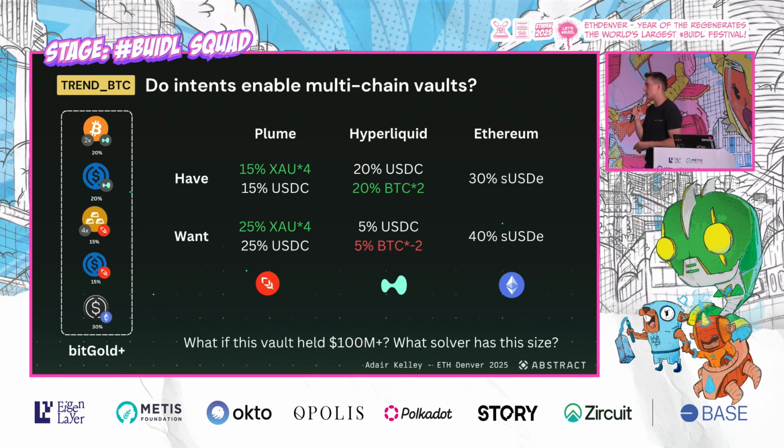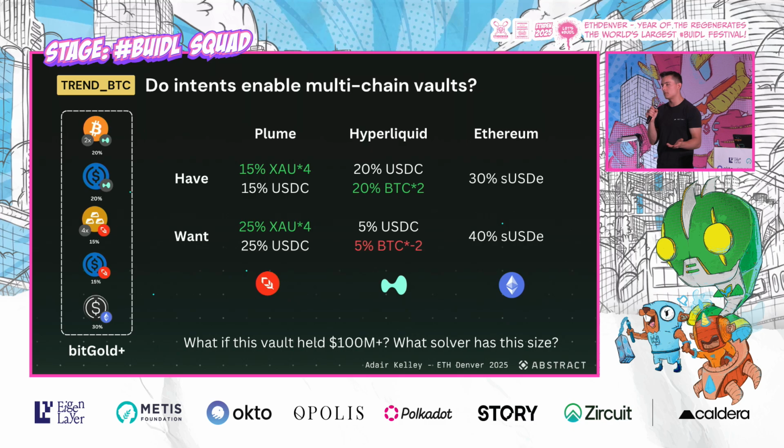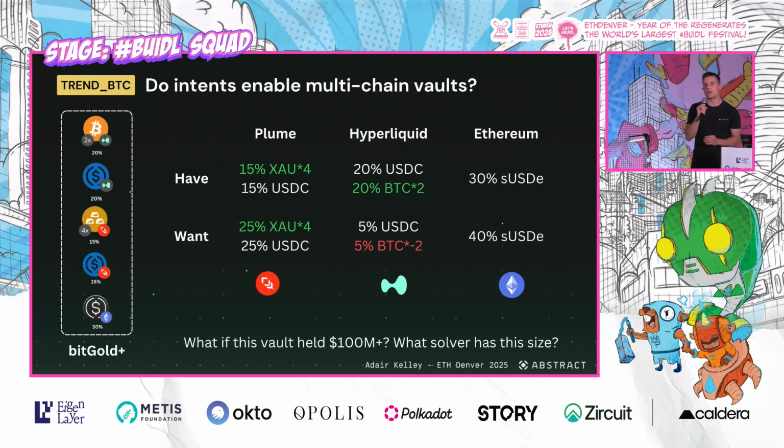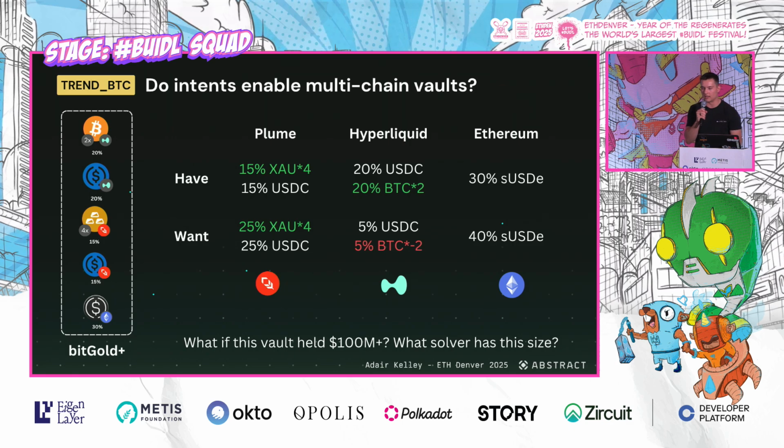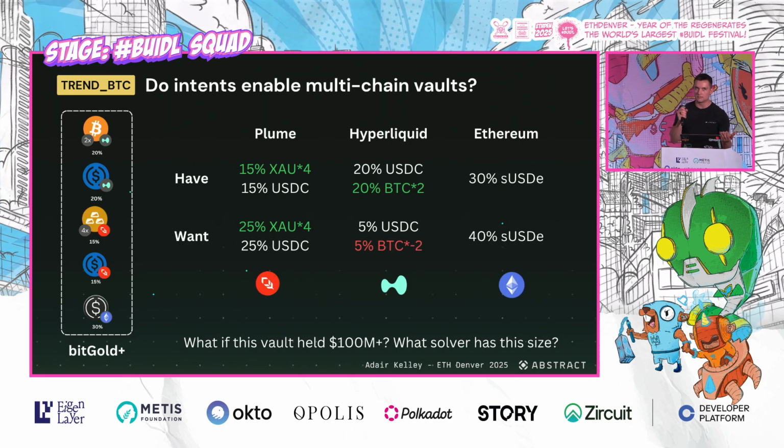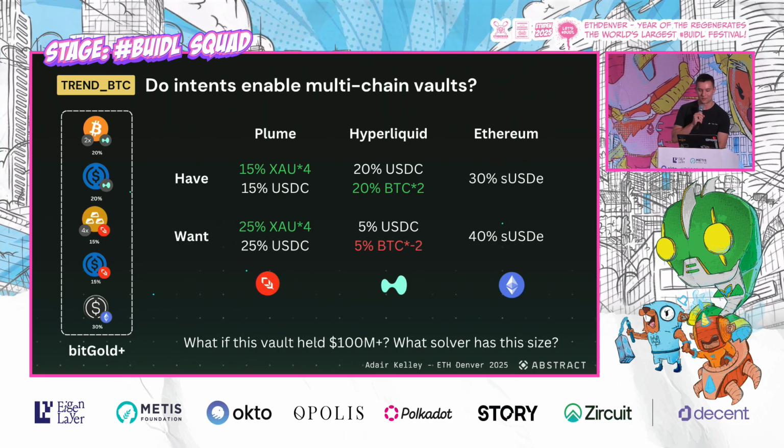But what happens if this vault holds over $100 million, or some arbitrary amount where the solvers aren't able to actually solve for that amount of liquidity? What solver has this size? The answer today is none of them, by the way.